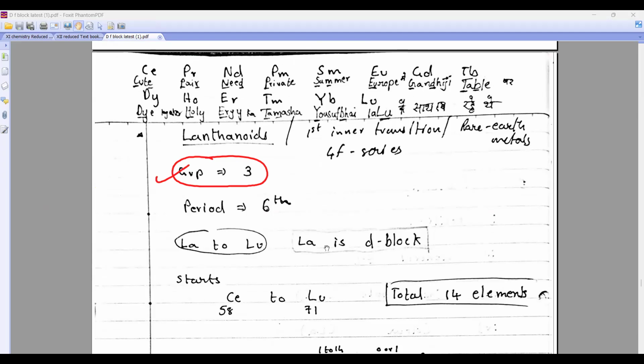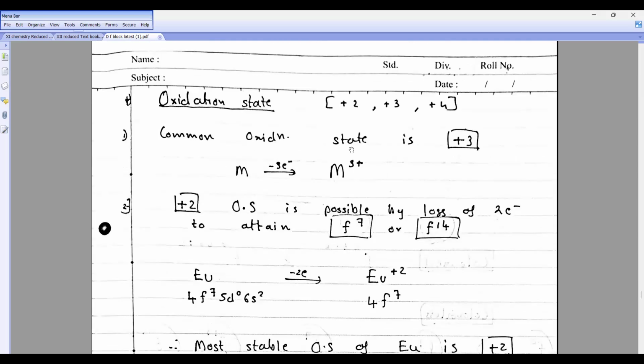They ask this very frequently in the exam. What is their common oxidation state? +3. Why? Because they belong to group 3, so they will lose 3 electrons and form N+3. But some elements can show oxidation states of +2 as well as +4. What is the condition for +2? The +2 oxidation state is shown by those with f7 or f14, by loss of 2 electrons.